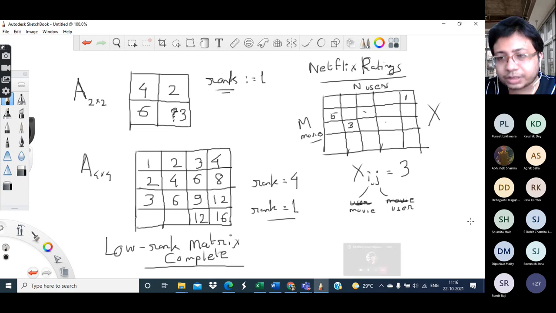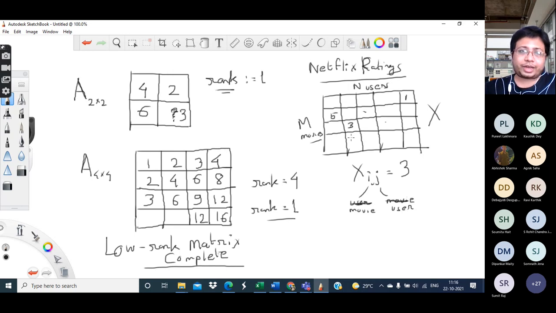So the problem here is as follows. Basically, the problem is to complete the matrix, which also means that for any arbitrary user A and movie B, predict what rating that user A would have given to the movie B. Okay, this is the Netflix ratings challenge problem. So obviously, as you can understand clearly, this is a matrix completion problem. This problem is directly relatable to this problem.